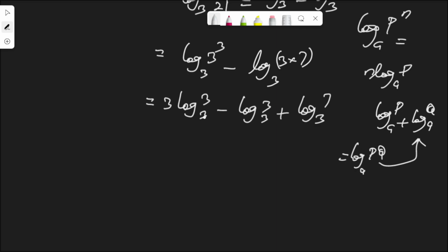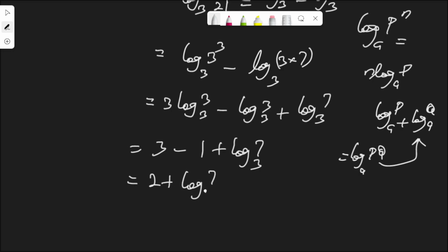Now log 3 to base 3 is 1, and 3 times 1 is 3. Minus another log 3 to base 3, again 1. Then plus log 7 to base 3. 3 minus 1 is 2, plus log 7 to base 3. That is the simplified version of that question.